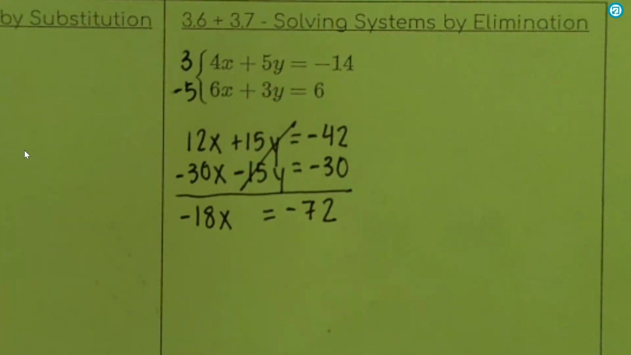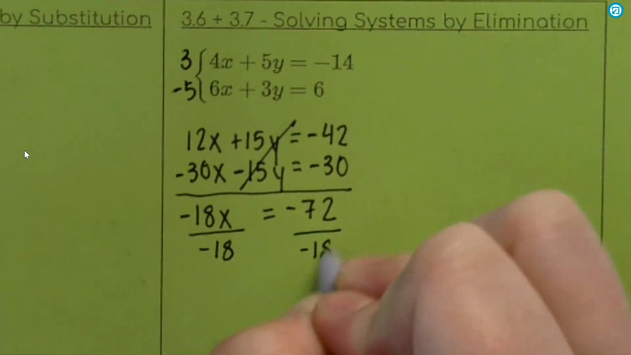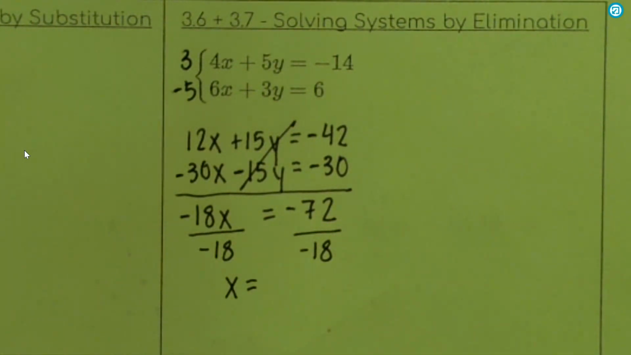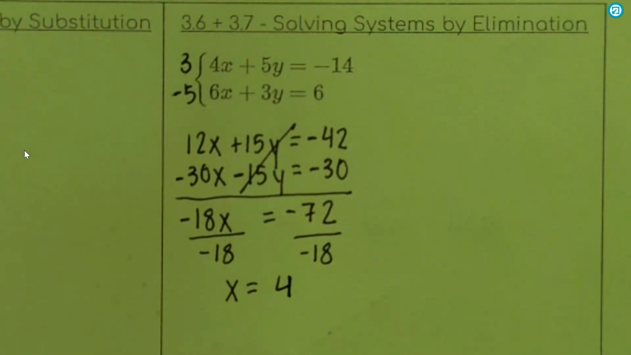Divide both sides by negative 18. We're going to get x equals negative 72 divided by negative 18, which is positive 4. That's 18, 36, 72.